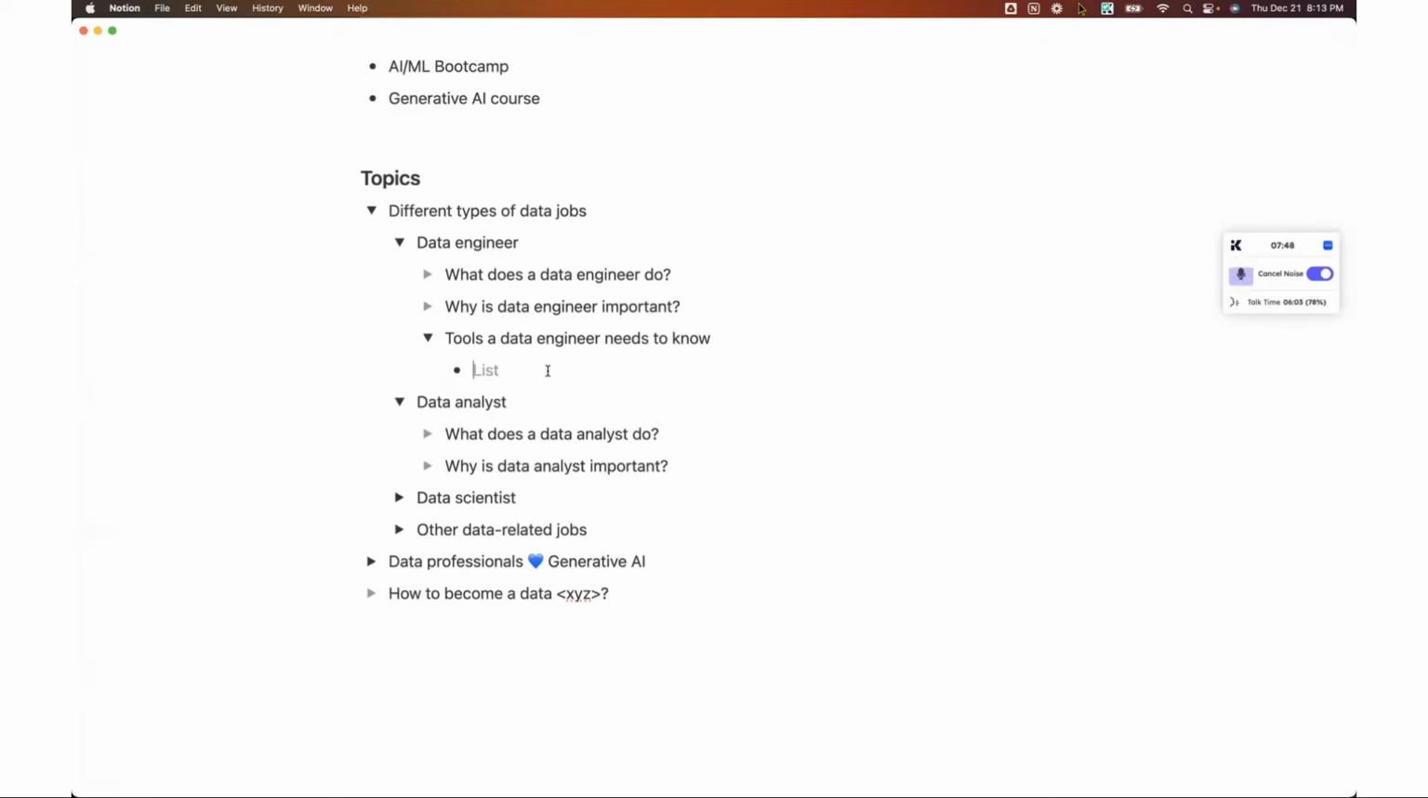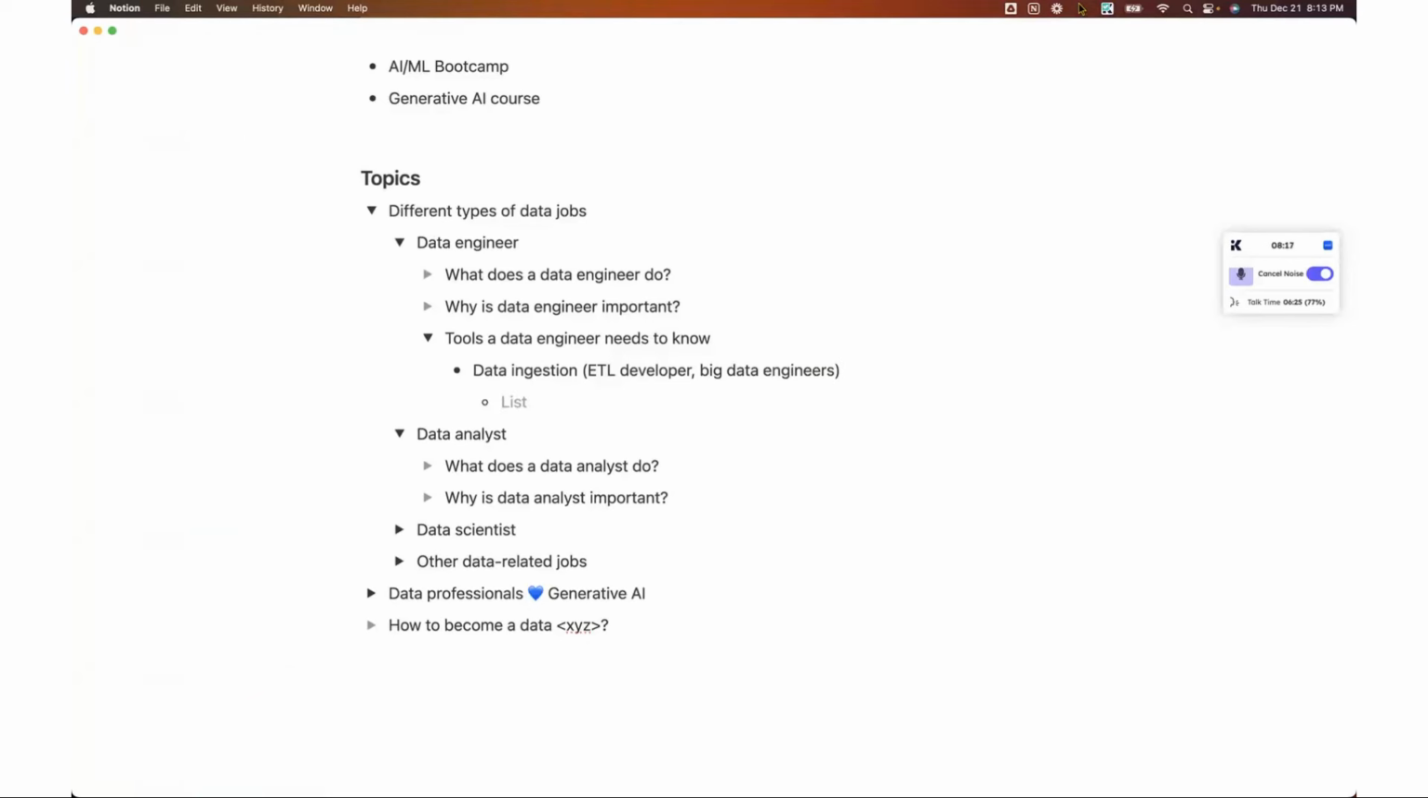On the data ingestion side, that's usually the beginning of the funnel, you need to collect data from different sources, right? That's the starting point. So you need basically data ingestion, right? These could be ETL developers or big data engineers and even sometimes software engineers that work with different kinds of data ingestion tools and working with or even building connectors, right?